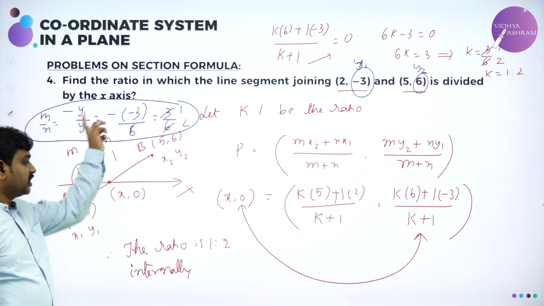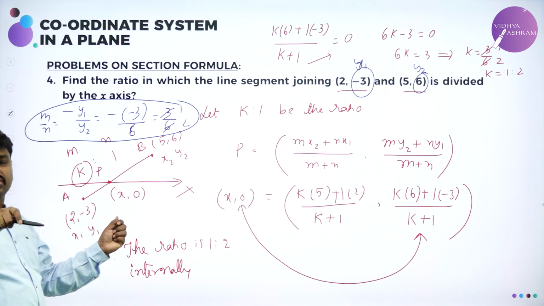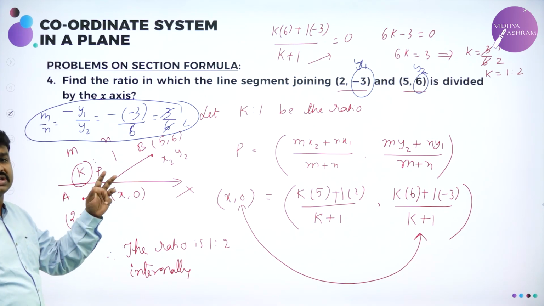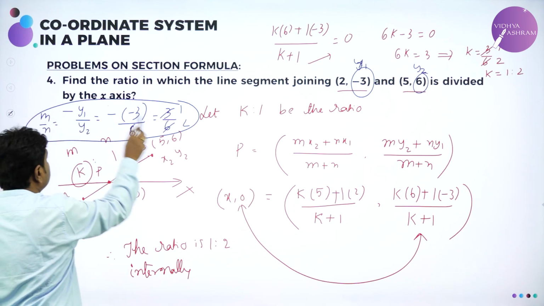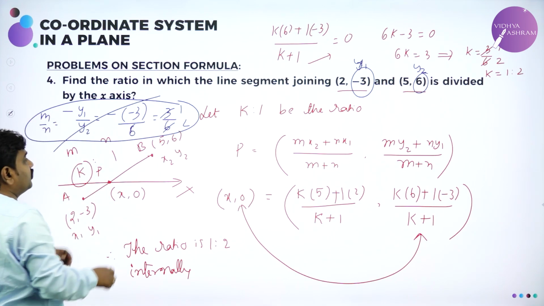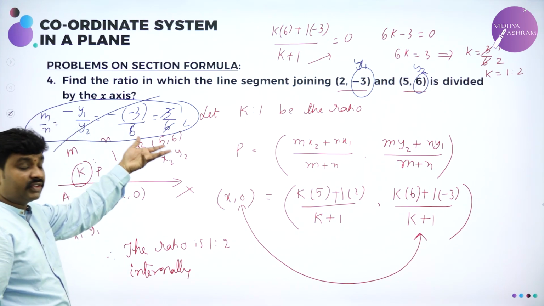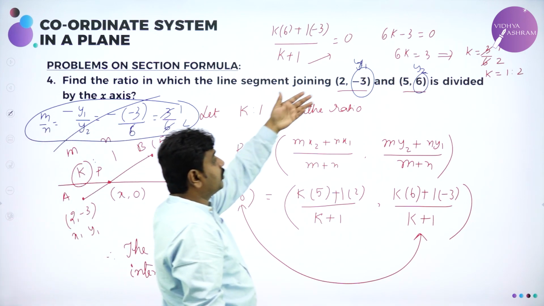The x-axis divides in the ratio minus y1 by y2. The y-axis divides in the ratio minus x1 by x2, opposite. But you are not supposed to use this. Then why did I write this? I am using this so that you can verify whether you got the correct answer or not. So I am getting 1 by 2.